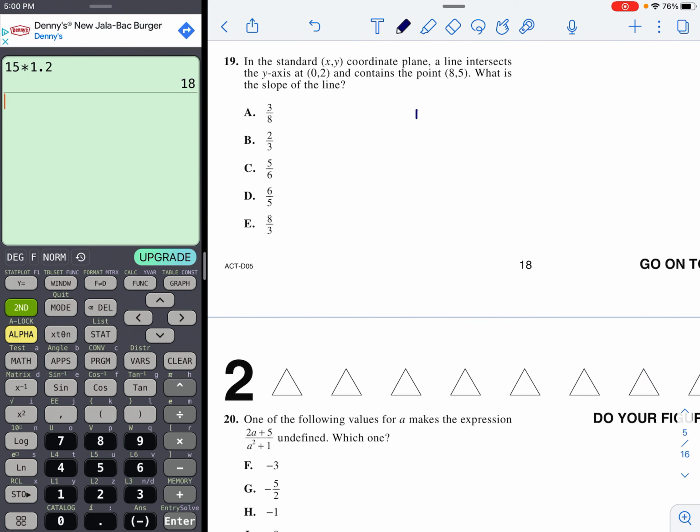Question number 19. A line intersects the y-axis at point (0, 2), and contains the point (8, 5). What is the slope of that line? This picture isn't really necessary here. They're just testing, do you know slope is change in y, from 2 to 5, divided by change in x, from 0 to 8: 3 over 8.